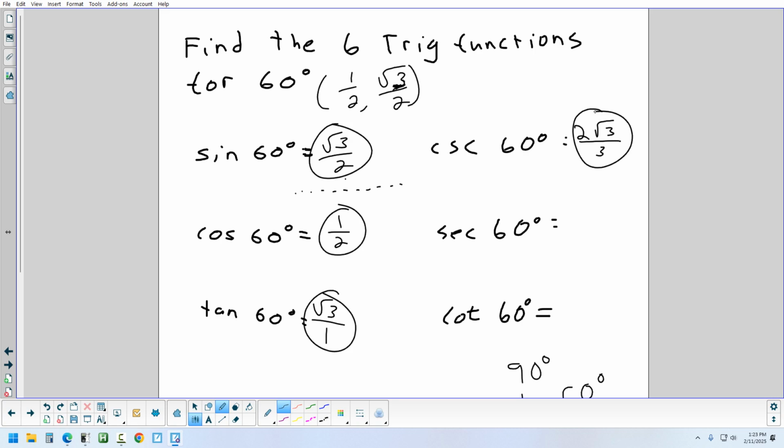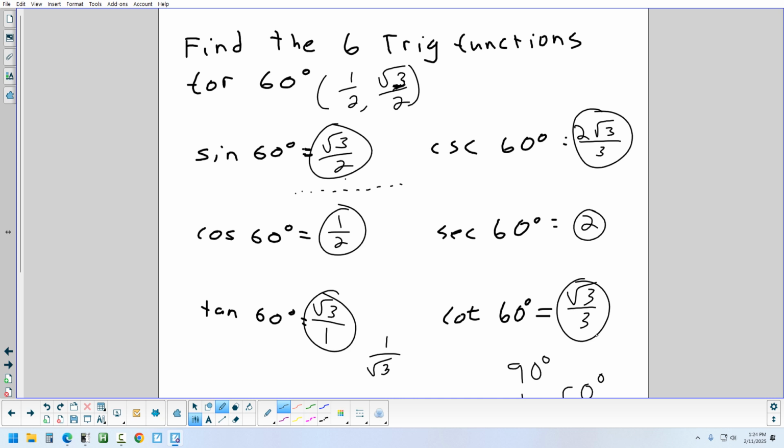How about the secant of 60 degrees? 2, because we're flipping the cosine. And how about the cotangent of 60 degrees? Square root of 3 over 3. Yeah, it's going to end up being the square root of 3 over 3. If you're not sure how, think of this one. When you flip it, that's your first step. But then you multiply top and bottom by the square root of 3. And that gives you your final answer. Okay. Any question on finding the 6 trig functions of 60 degrees?